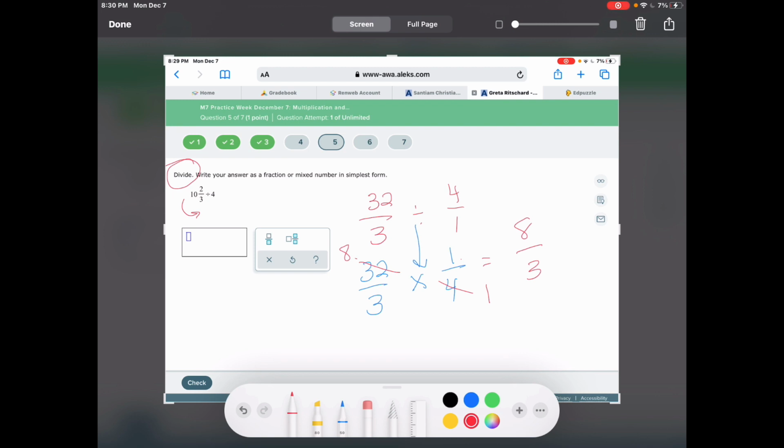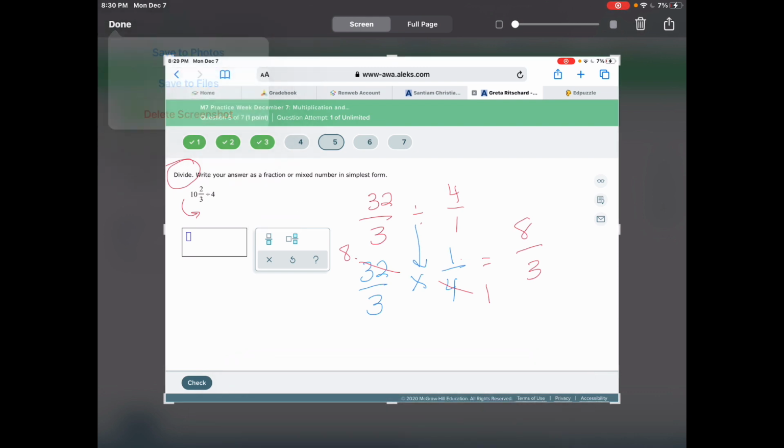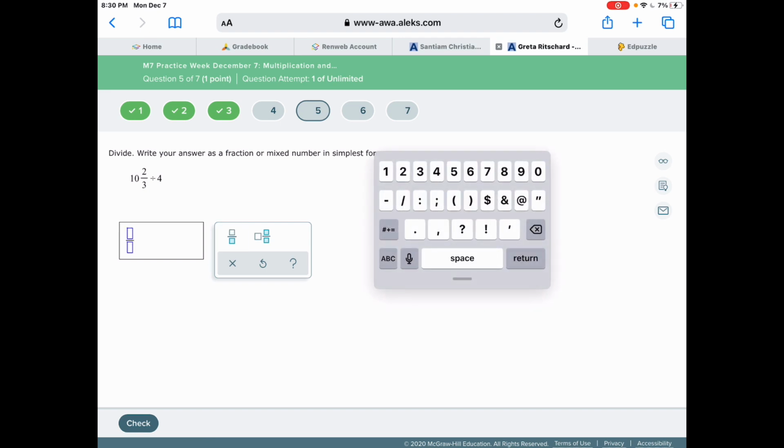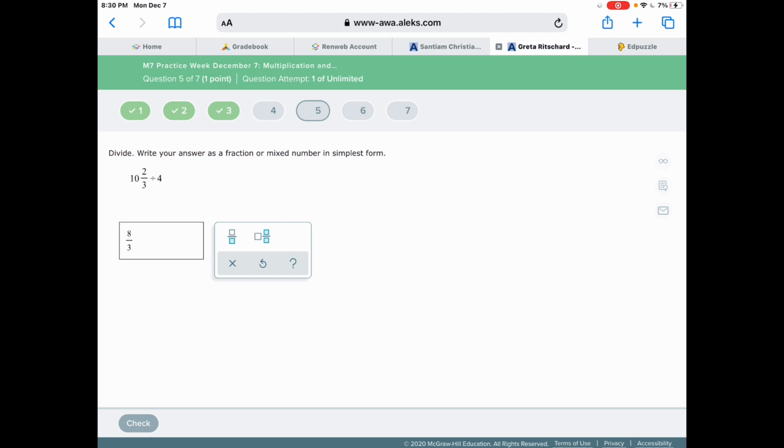And it says as a fraction or mixed number. Well, I'm always going to choose 8/3. I'm always going to choose the fraction if I can. Less chance for making a mistake.